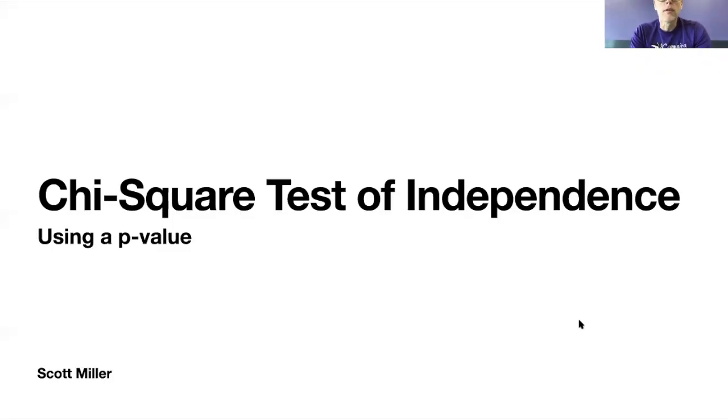All right, welcome. This is a special video from my honors statistics classes as we go over chi-square test for independence. We're going to do a chi-square test of independence using a p-value, not using the rejection region that your textbooks promote, so that we can use a calculator to do the test, and it's also more clear.